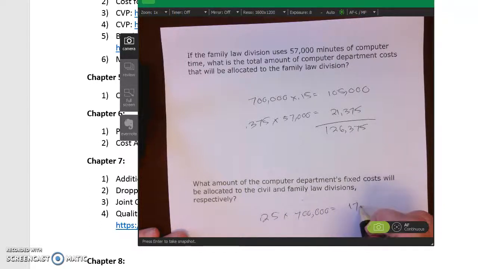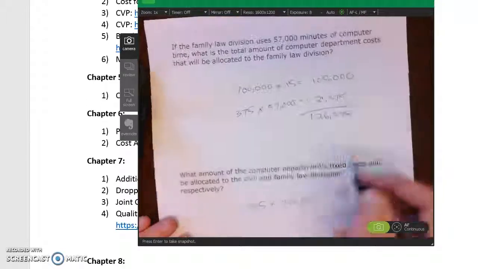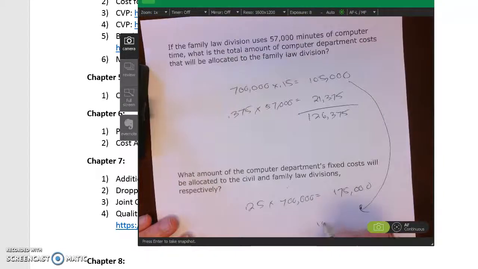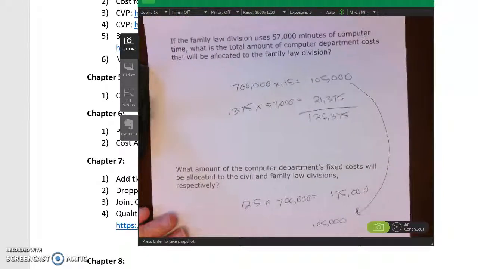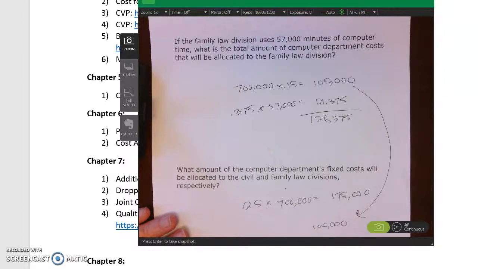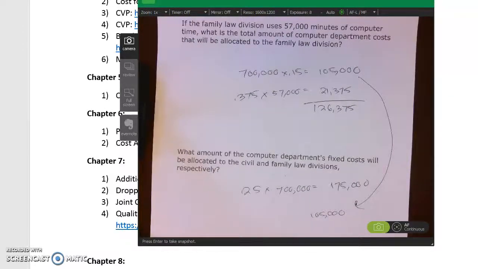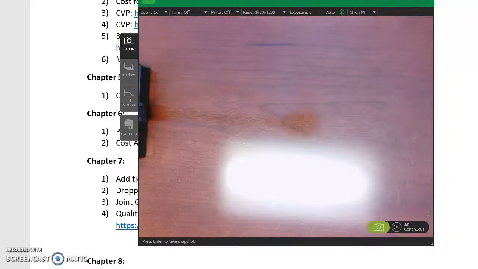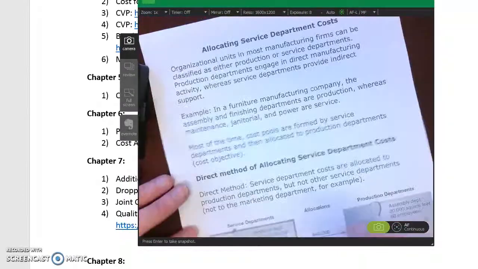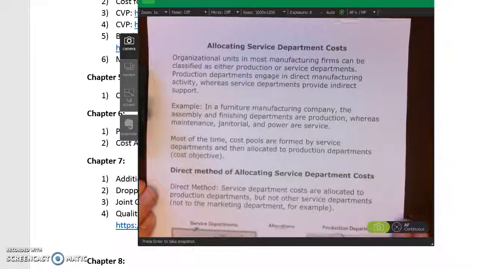Which gives me 175, and then we already did family right up here. It's 105. Okay? Again, I went through these two problems pretty quickly because the harder one was the first one. Now let's make a point about the direct method of allocating out service department costs.